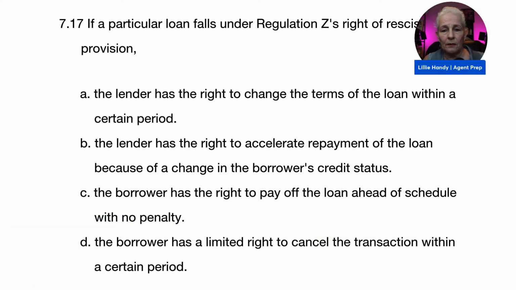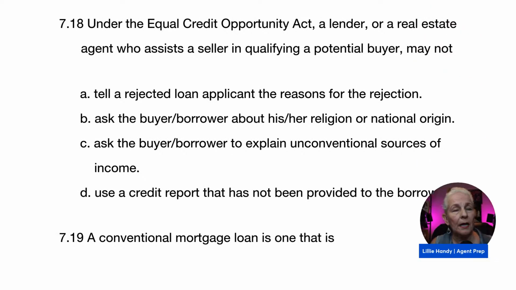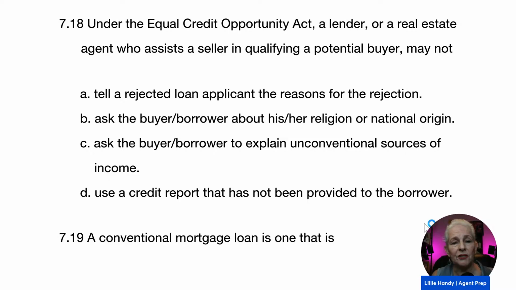All right. Number 18. Under the Equal Credit Opportunity Act, a lender or a real estate agent who assists a seller in qualifying a potential buyer may not what? A, tell a rejected loan applicant the reasons for the rejection. B, ask the buyer-borrower about his or her religion or national origin. C, ask the buyer-borrower to explain unconventional sources of income. Or D, use a credit report that has not been provided by the borrower.